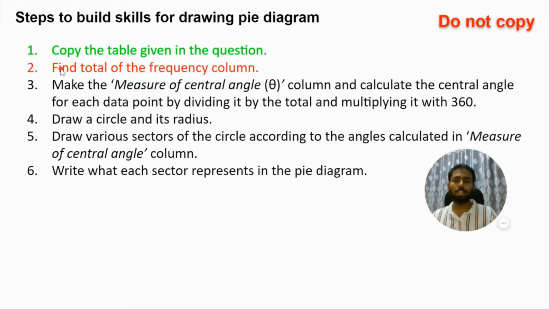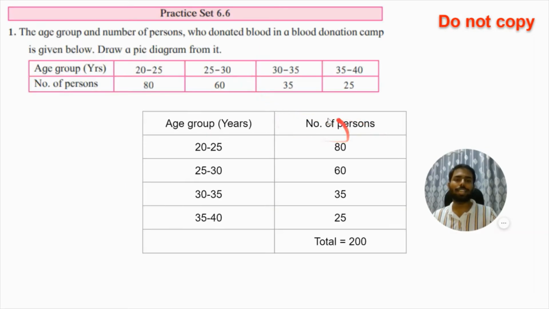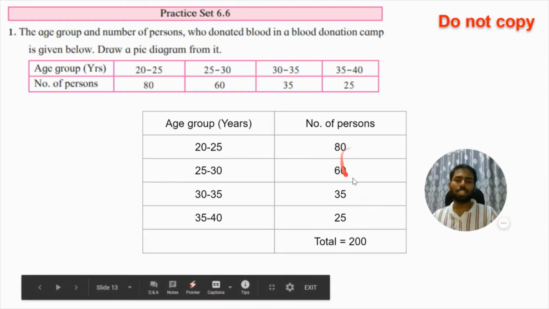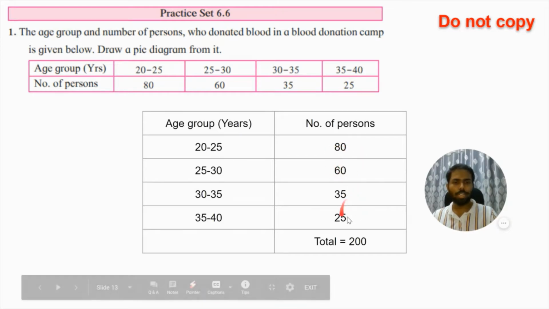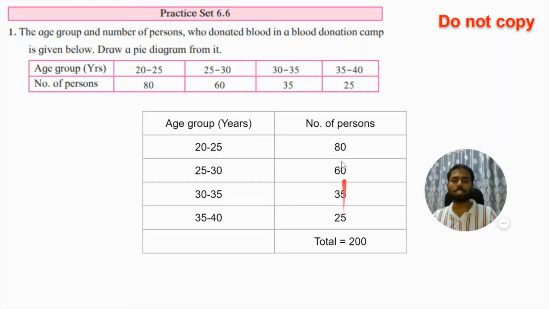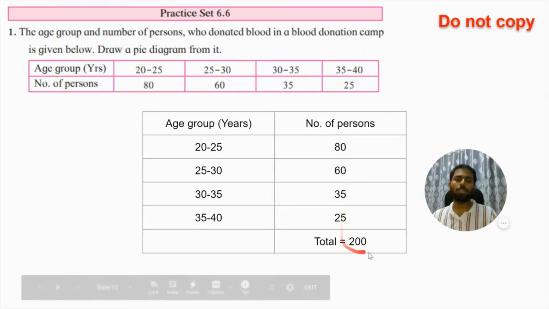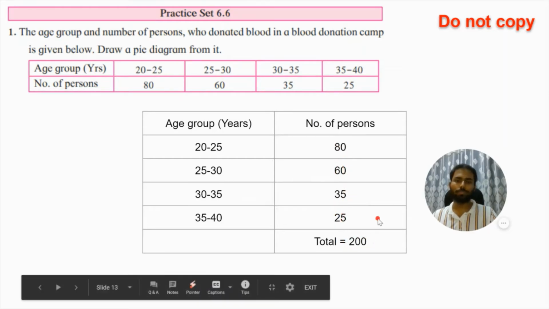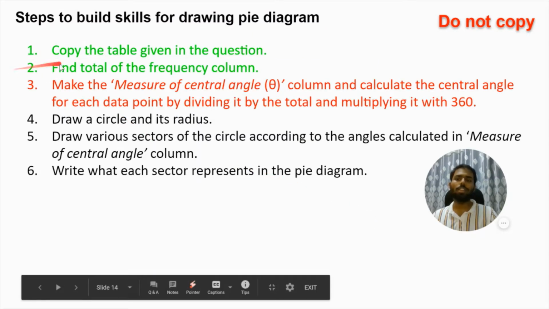The second step is find total of the frequency column. तो यहाँ पे frequency column कौन सा है? ये second column frequency है, right? यहाँ पे तो class दिया है, so this is your frequency column, the second column. So here you will find the total. So 80 plus 60 will come out to be 140, and 35 plus 25 will come out to be 60. So 140 plus 60 you will get as 200. Okay.